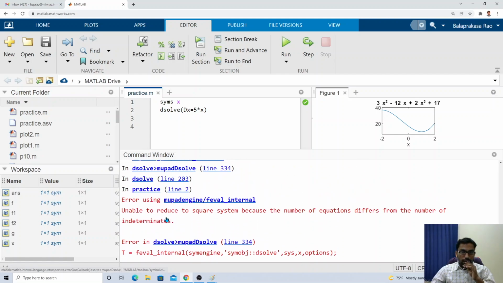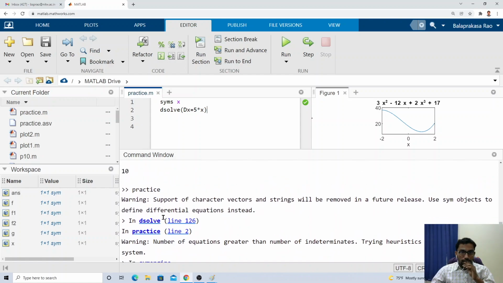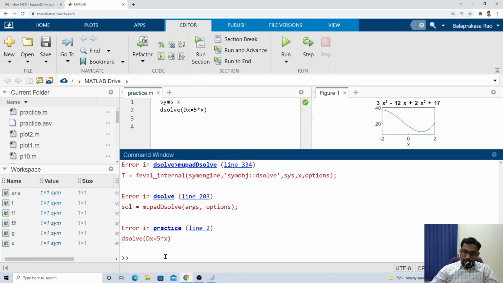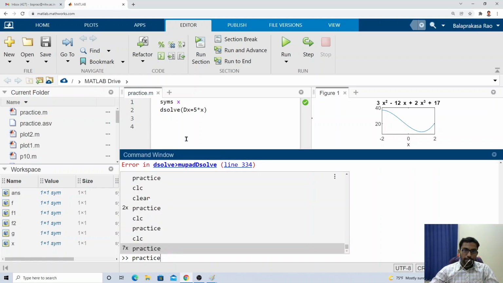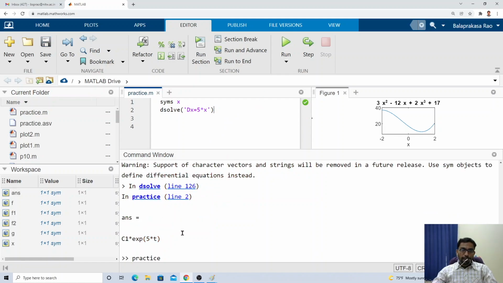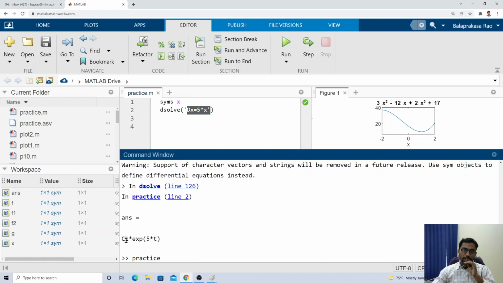Okay, some issue. What is this issue? This dsolve, actually you can directly give the equation. Okay, I got it. I think I have to give it inside single quotes. Now I hope it will work. Yeah. So this is the solution. Solving this differential equation is equivalent to x dash, the first order derivative of x, equals 5x. You want to solve this, so this is the result.